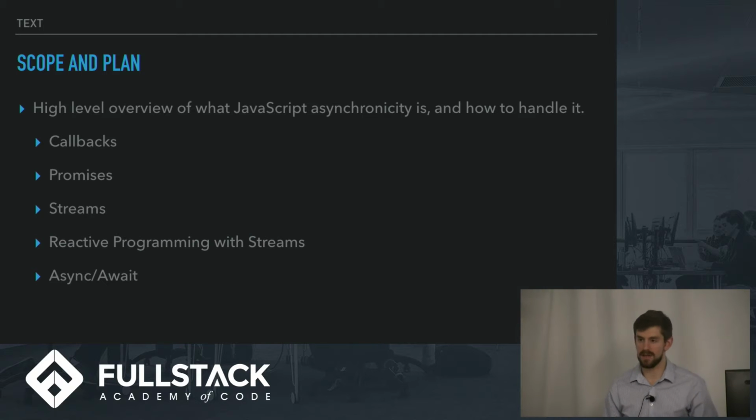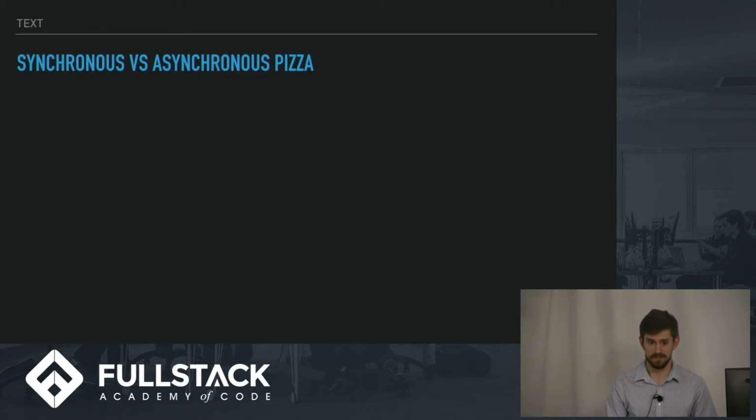So the scope and plan of this talk is I want to give you guys a really high-level overview of what asynchronicity is in JavaScript, and yes, how to handle it, but I also want to give you resources to use in the event that in your projects later in our semester, and when you become a fully fledged developer, you can come back to this presentation if you ever run into anything that's confusing you regarding asynchronicity. But first, I want to talk about pizza.